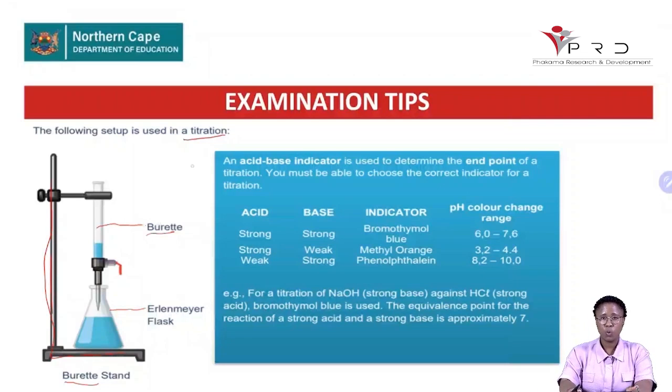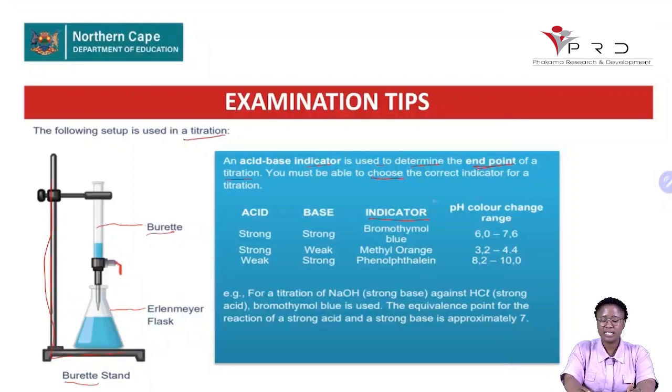What you must know also is an acid-base indicator is used to determine the end point of the titration, and you must be able to choose the correct indicator for this titration. Remember, in order for you to choose the correct indicator, you need to know what is reacting with what. Can you see now the importance of that table of strong acids and strong bases and weak acids and weak bases? It comes in handy when you are dealing with titration.